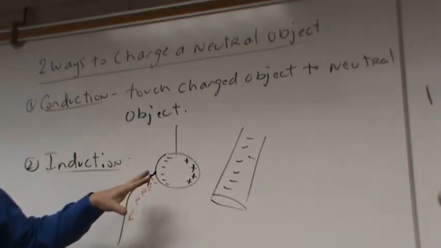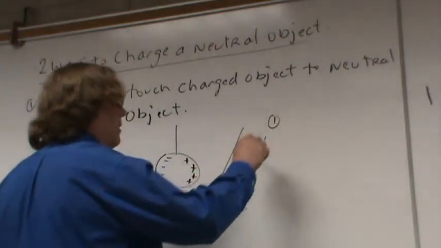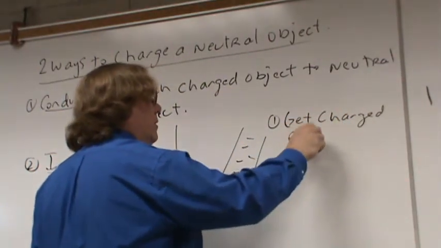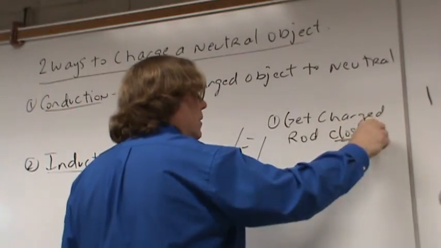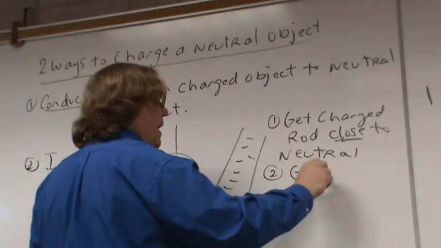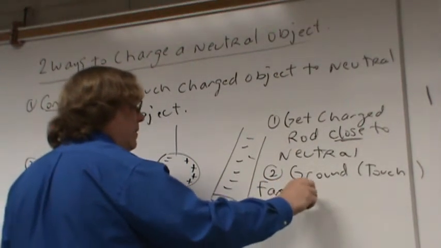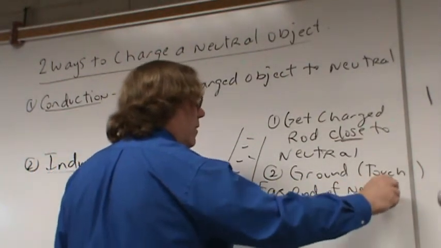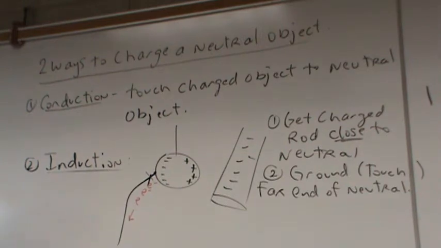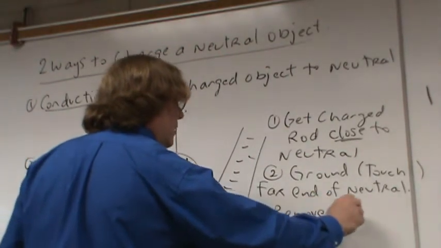Any question or problem on how to charge by induction? If I can put it in words, number one, get the charged rod close to the neutral object. Step two, ground, that is essentially touch the far end of the neutral object, allowing a pathway for the opposite charge to flow out through your finger to ground. And then number three, remove the ground.